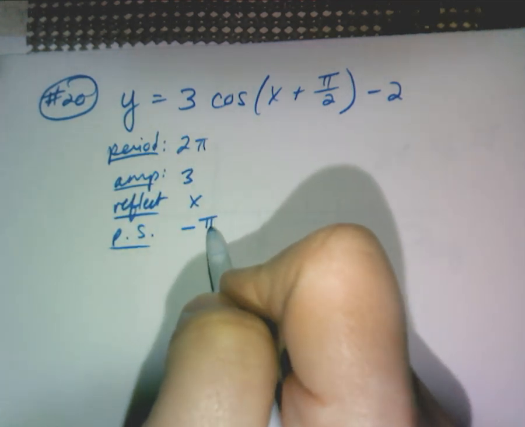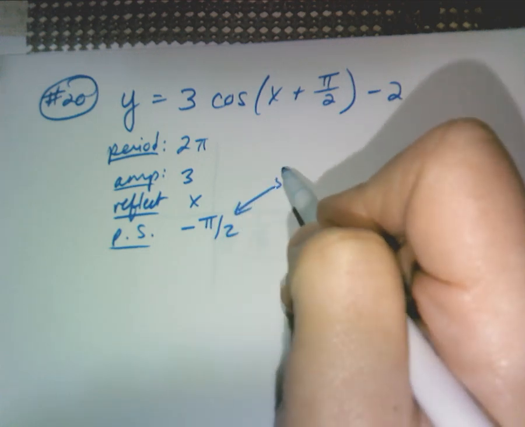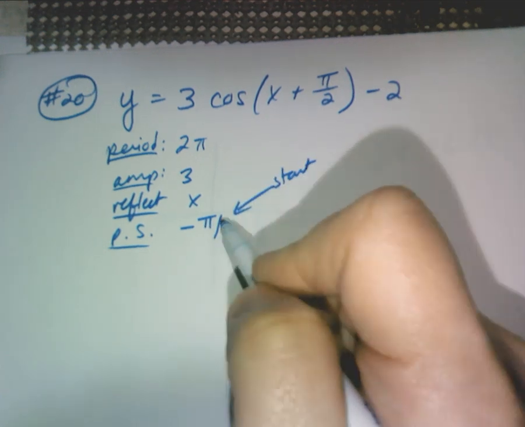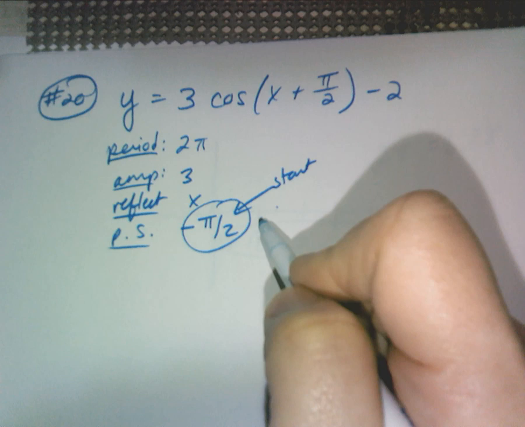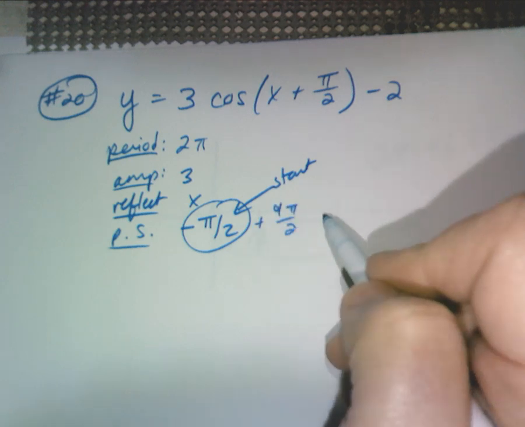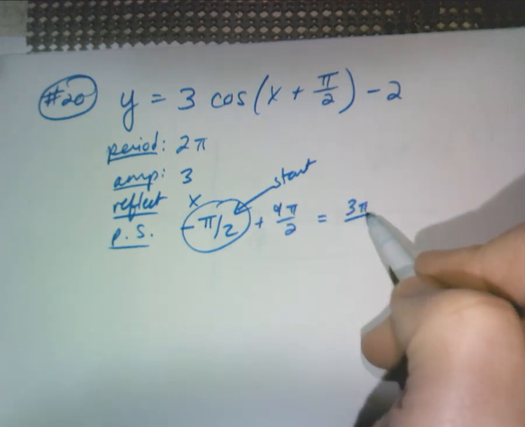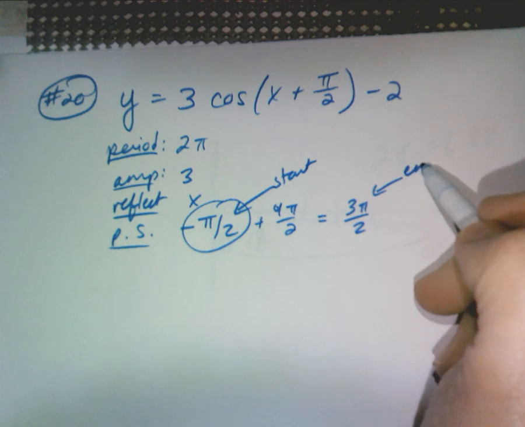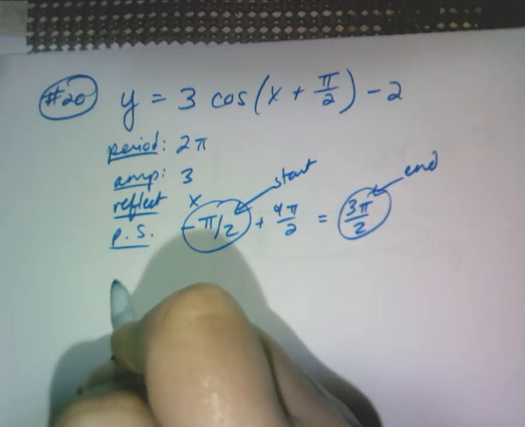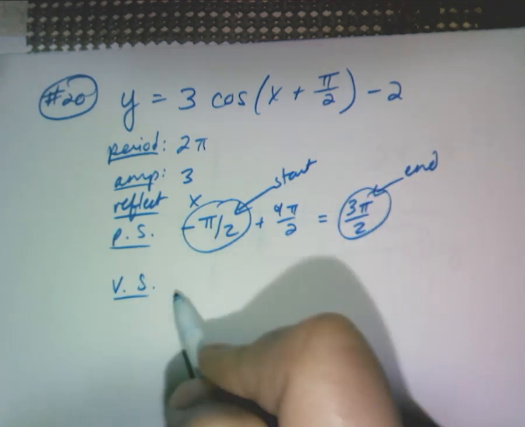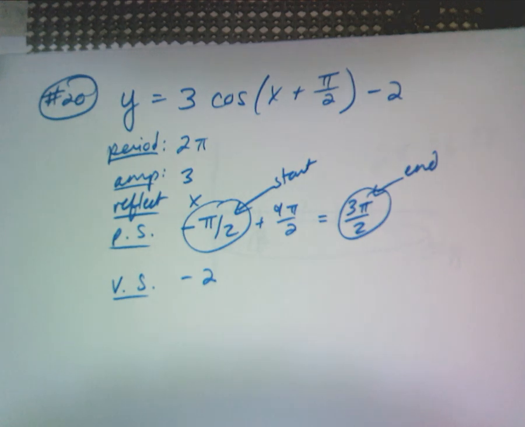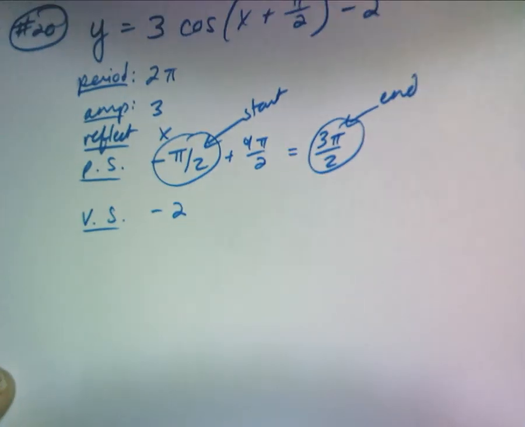Okay, so that is where I start. I'm going to add 4 pi over 2 to it, and I'm going to end at, that's your ending mark. See, you guys are doing great. Vertical shift, where am I at? -2, okay? All right, so now let's draw this.